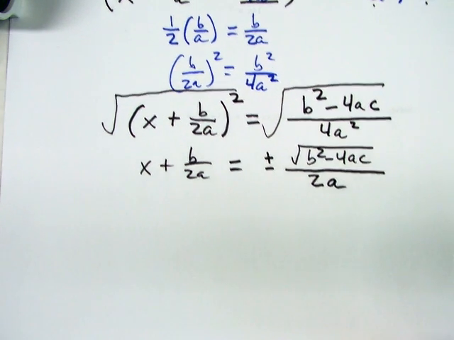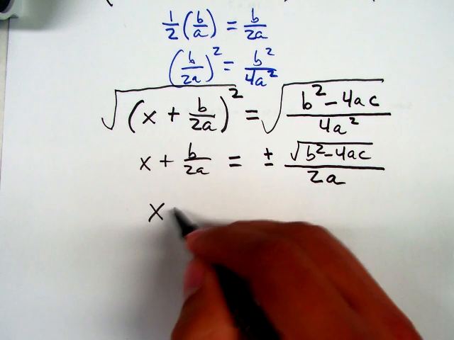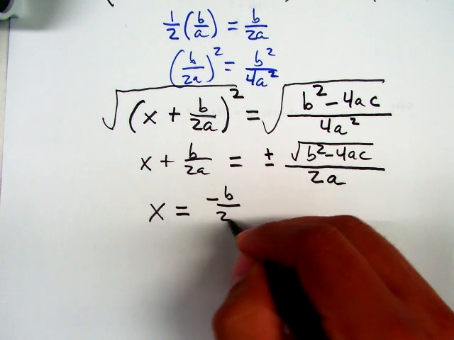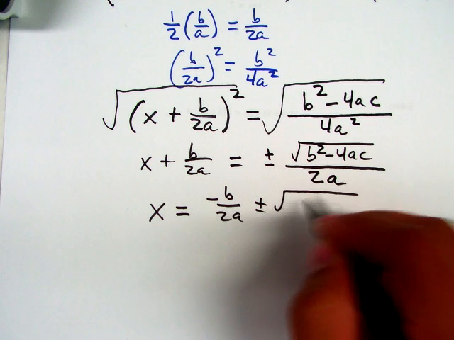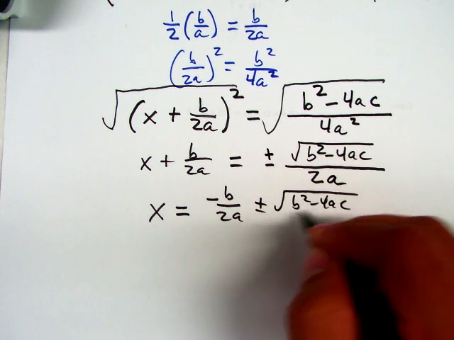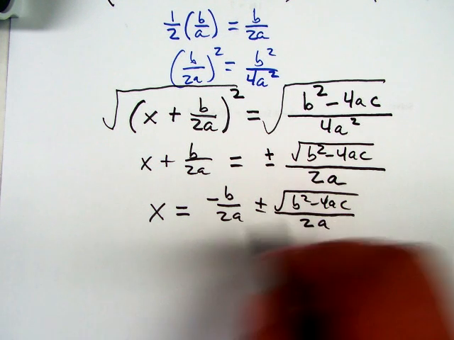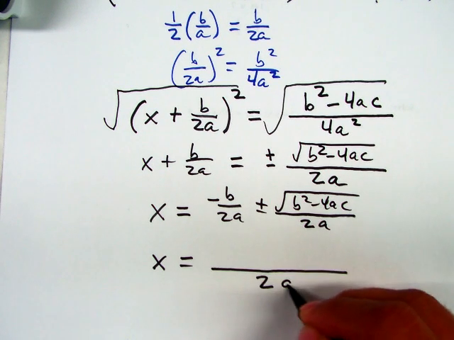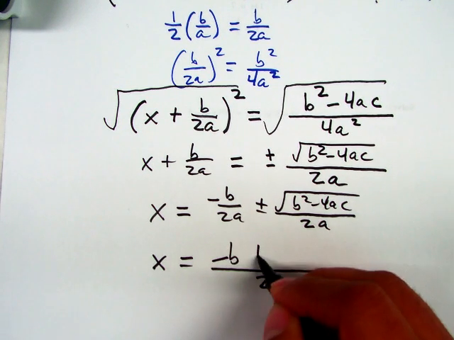Last step. Move the b over 2a to the other side, so it's negative b over 2a plus or minus the square root of b squared, my gosh. And if you put it all over the same denominator, what do we get? All over 2a. It's the quadratic formula.